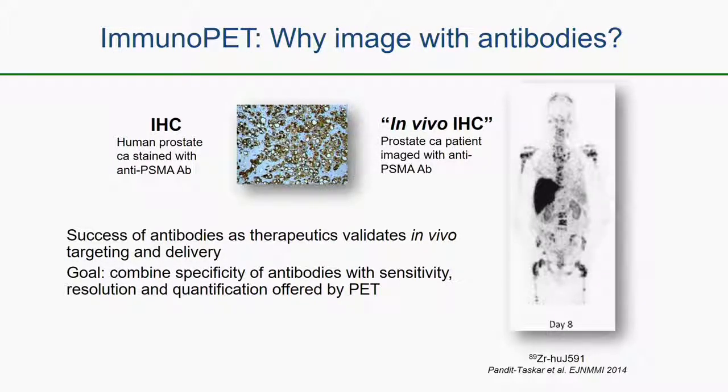Here's an example then of immunohistochemistry staining a prostate cancer tumor for PSMA, prostate-specific membrane antigen. And the question is, can we also do the same type of very specific staining, as it were, but in vivo, using, for example, PET? So on the right actually is exactly that. It's an image of a patient, prostate cancer patient, where he was scanned with a humanized antibody that recognizes the same target, PSMA, but now labeled with zirconium-89 for whole body PET scanning.